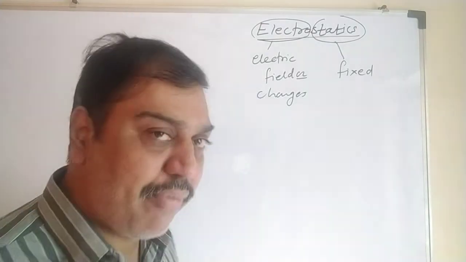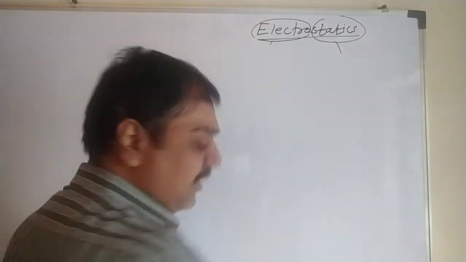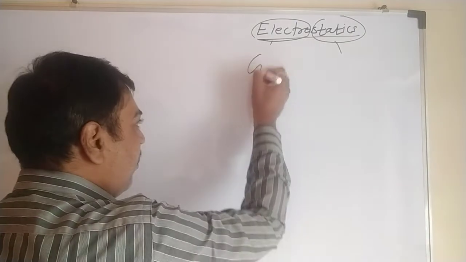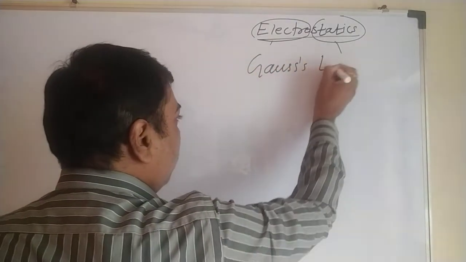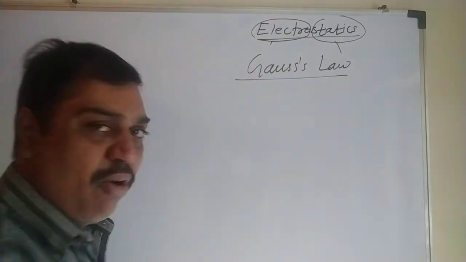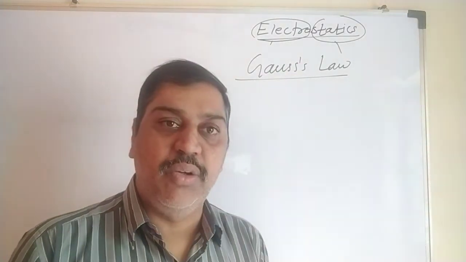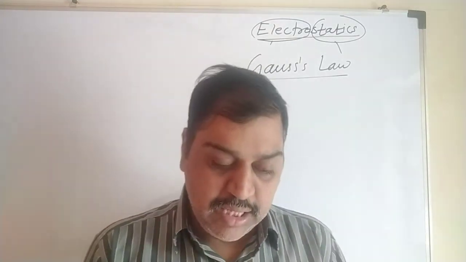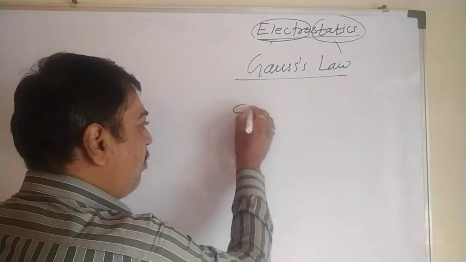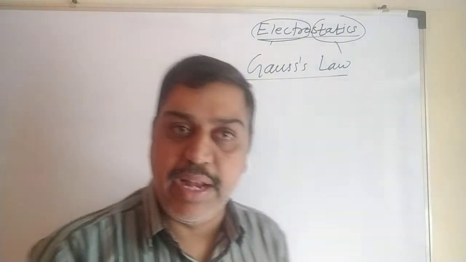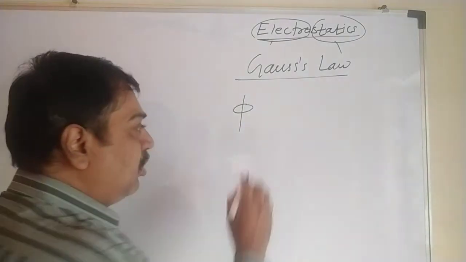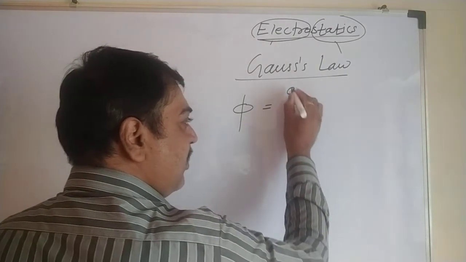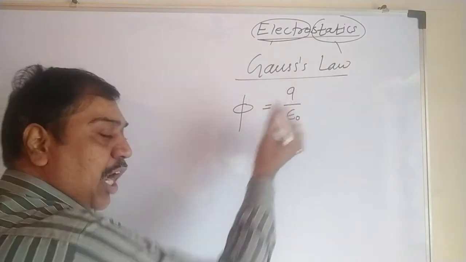Again, apart from this, in 11th standard we learned one law, that is Gauss law. What exactly does Gauss law say? The total normal electric induction over any closed surface is equal to the sum of the charges enclosed by that surface. Another way, the electric flux coming out of any closed surface is equal to 1 by epsilon 0 times the total charge enclosed by that surface.